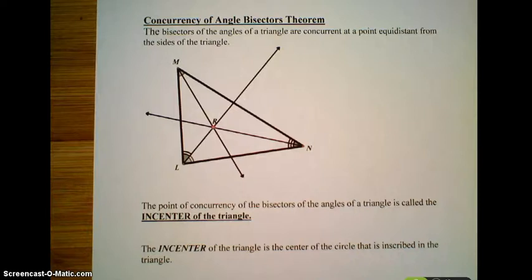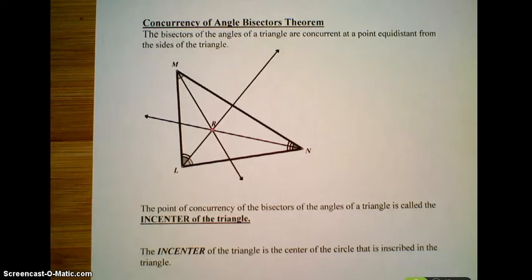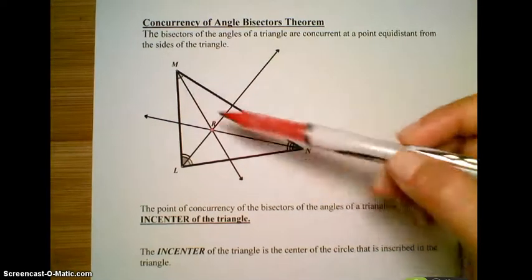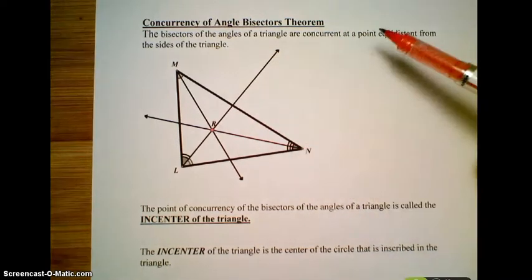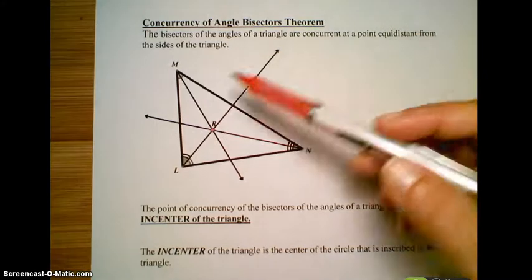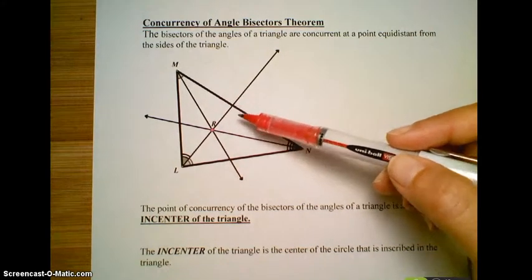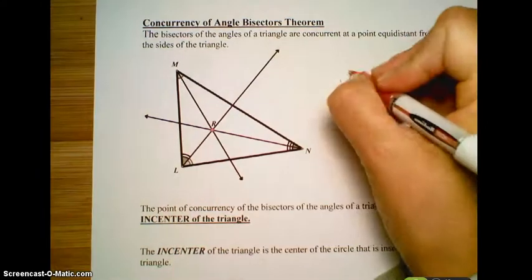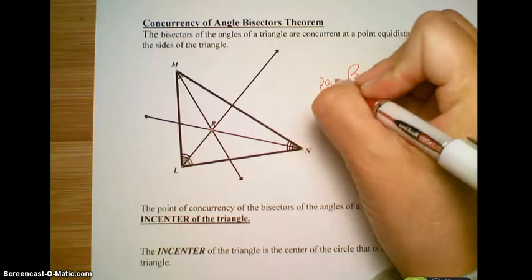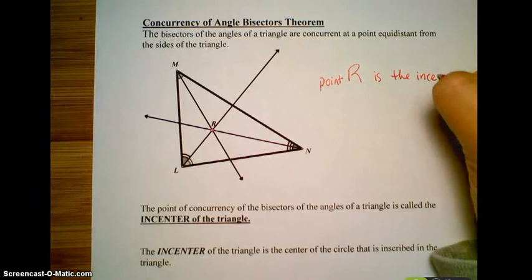Hi, we're on page 4 of chapter 5, section 3, and we're looking at the concurrency of angle bisectors theorem. If the bisectors of the angles of a triangle are drawn, they are concurrent, and that point where they are concurrent is equidistant from the sides of the triangle. Right now in this picture we can't see that distance. The point of concurrency is called the incenter, and in this picture point R is the incenter of triangle MLN.